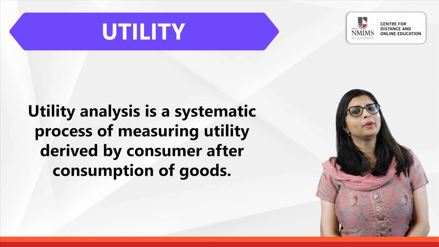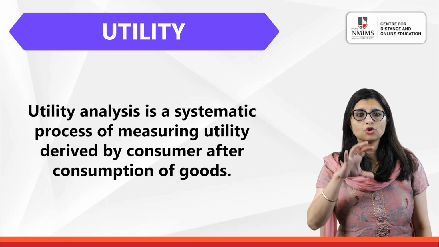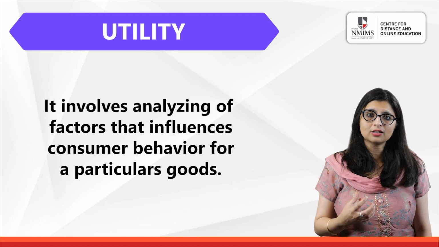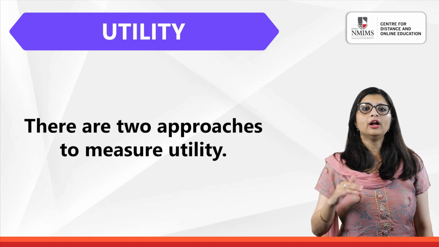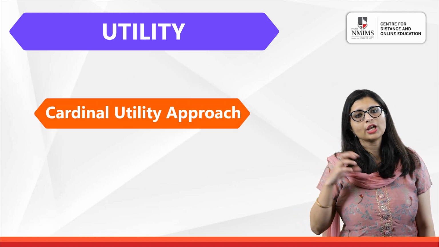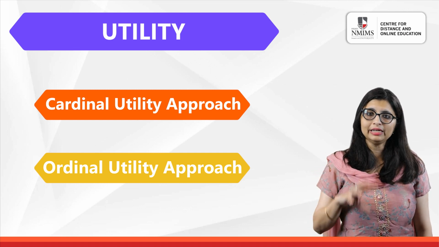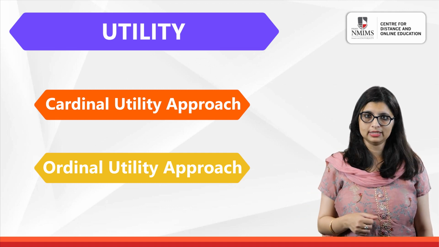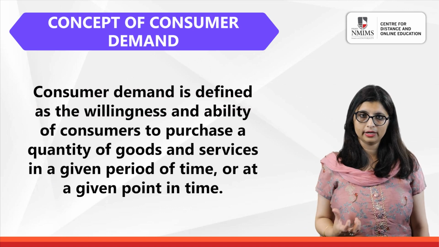Utility analysis is basically a systematic process of measuring utility derived by a consumer after consumption of goods. It involves analyzing factors that influence consumer behavior for a particular good. There are two approaches to measure utility, namely the cardinal utility approach and the ordinal utility approach. So, in this particular chapter, we would cover in detail these two approaches and we will try to see what their significance is. Let's first introduce the concept of consumer demand.